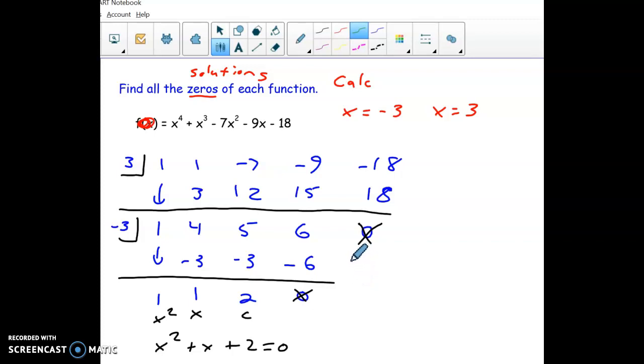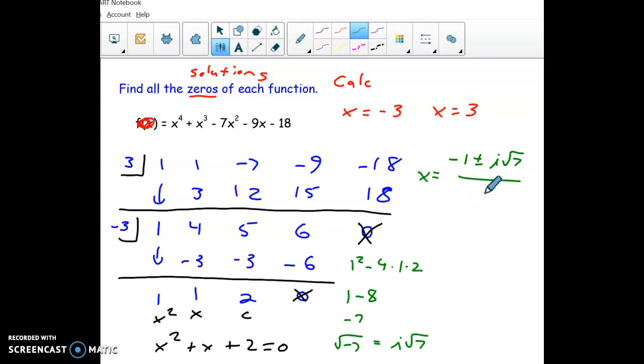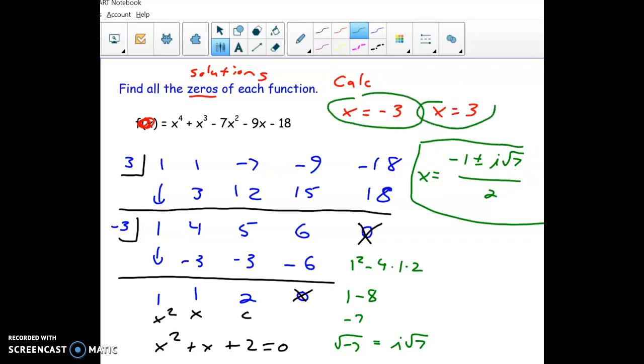So I'm going to do the b squared minus 4ac. So 1 squared minus 4 times a times c. So 1 minus 8 is -7, and I square root that. I'm going to pull out the negative part, so it's just going to be i root 7, no perfect squares for 7. My answers would be the opposite of b, so -1, plus or minus i root 7, divided by 2 times a, so 2 times 1 is 2. So I have 4 total answers, these 2 imaginary and these 2 real answers that I got off my calculator. So 4 total answers.